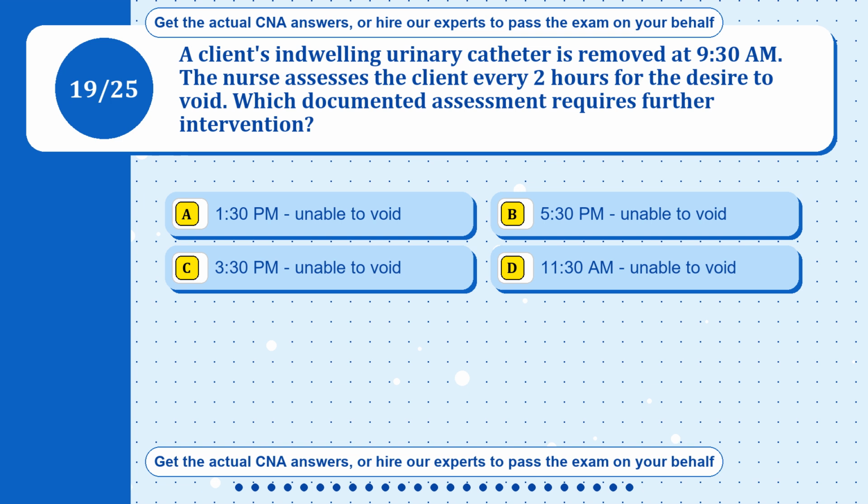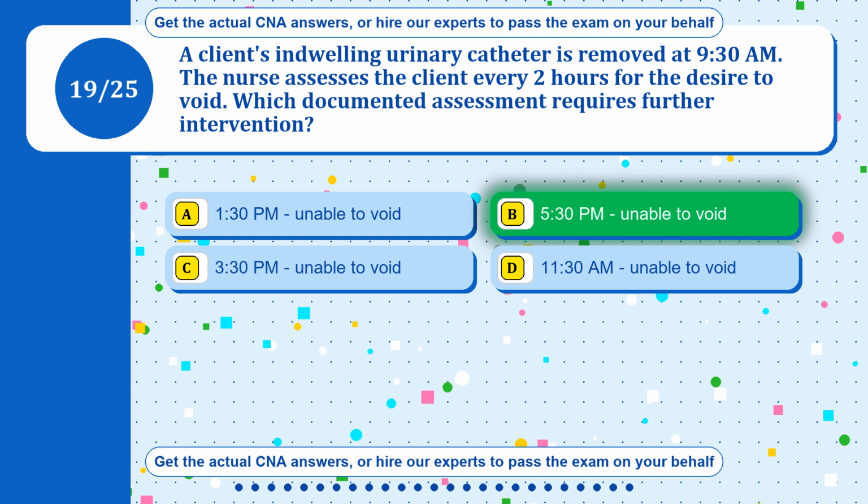Option A. 1:30 p.m. unable to void. Option B. 5:30 p.m. unable to void. Option C. 3:30 p.m. unable to void. Option D. 11:30 a.m. unable to void. The correct answer is option B.